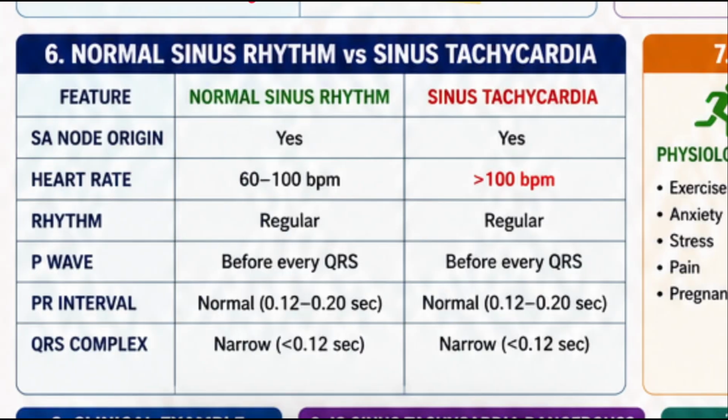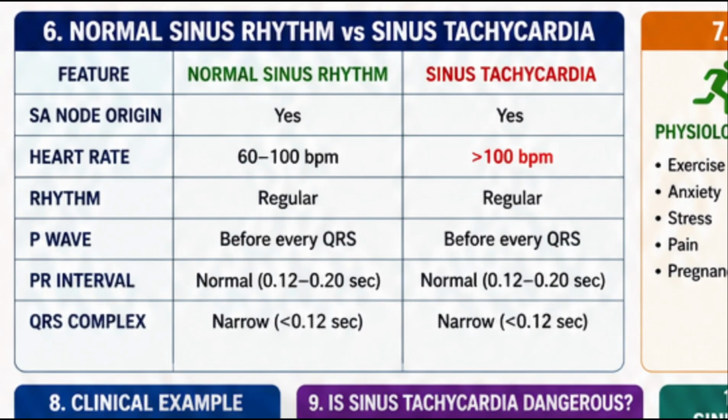So now, normal sinus rhythm versus sinus tachycardia. In this comparison, you can see first that conduction happens in the SA node in both. The heart rate in normal sinus rhythm is 60 to 100 beats per minute, and in sinus tachycardia it is greater than 100 beats per minute. The rhythm is regular in both. The P wave is present before every QRS in both.